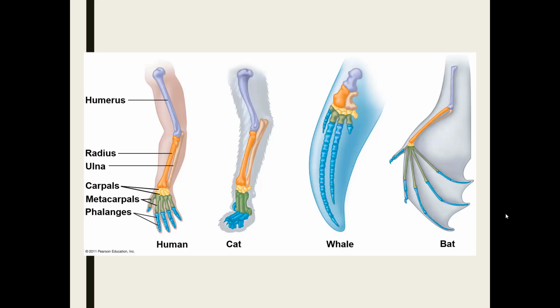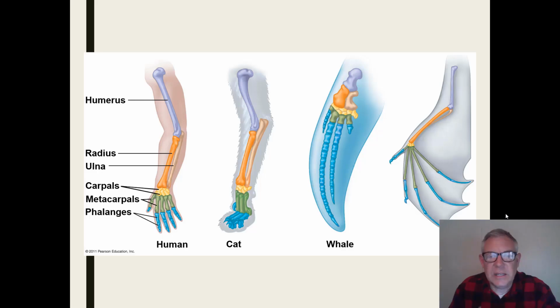The one bone, the two bones, the wristy bones, and then the phalanges. And you got a human, now you got a cat, and a whale instead of a porpoise, but same group, and then a bat. So again, these appendages are all used very differently, but they all have the same underlying structure, probably because they got it from their common ancestor. That's the easiest explanation.